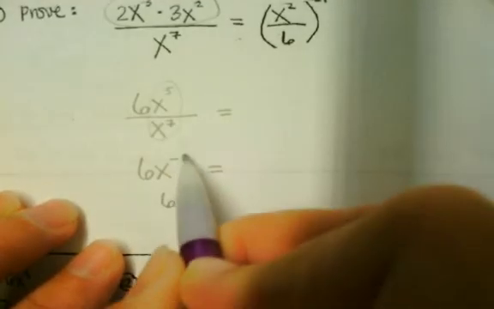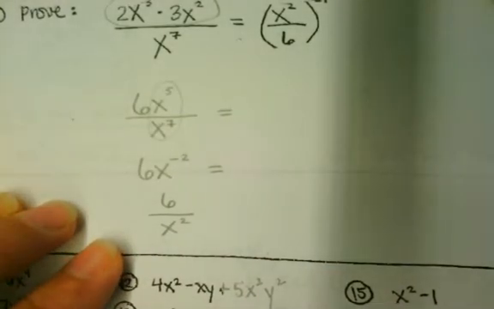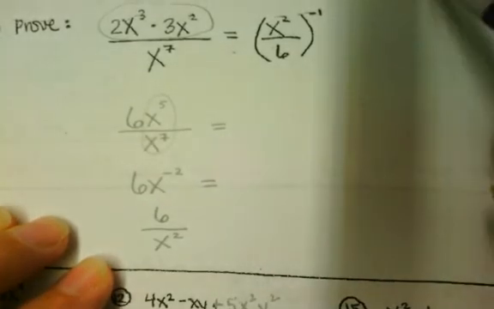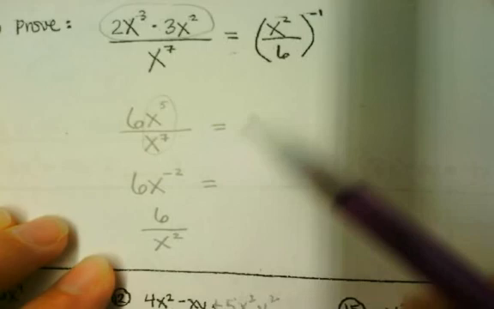And one more step, I would move that x to the -2nd down as x to the +2nd. I'm not moving the 6. The 6 does not have the negative exponent. That exponent is just on the x. So just the x moves down. And then on the right-hand side, are we good with the left? Any follow-up questions with the left side?